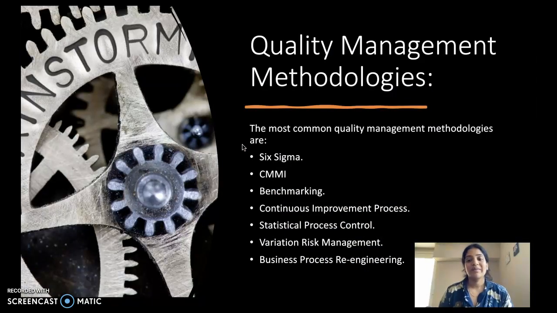So what are the quality management methodologies? The most common quality management methodologies are these, in which we have something called Six Sigma, CMMI, benchmarking, continuous improvement processing, statistical process control, variation risk management, and business process re-engineering. The most commonly used methodologies for quality management are Six Sigma and CMMI. We'll be discussing more about those in the further slides.